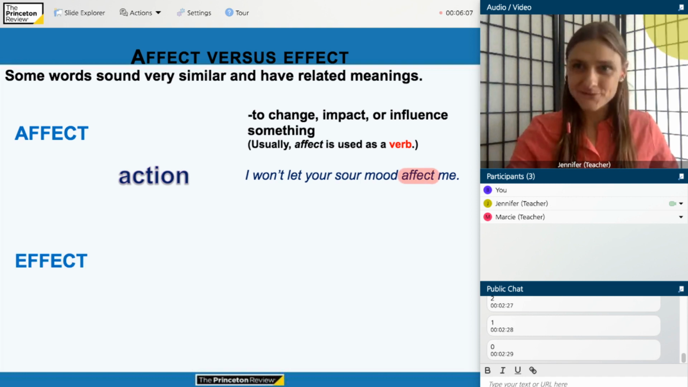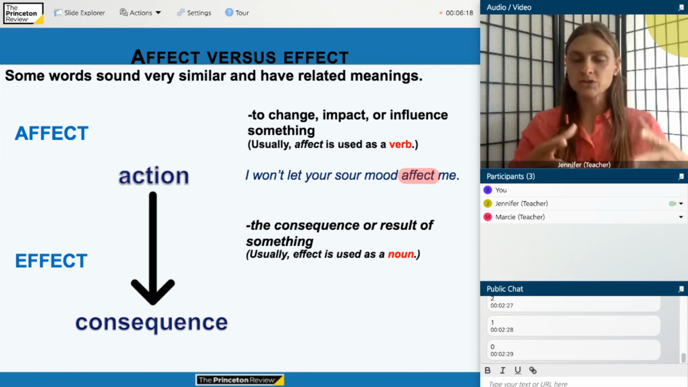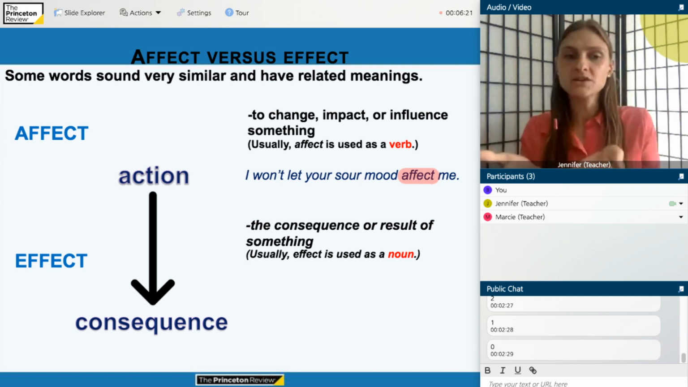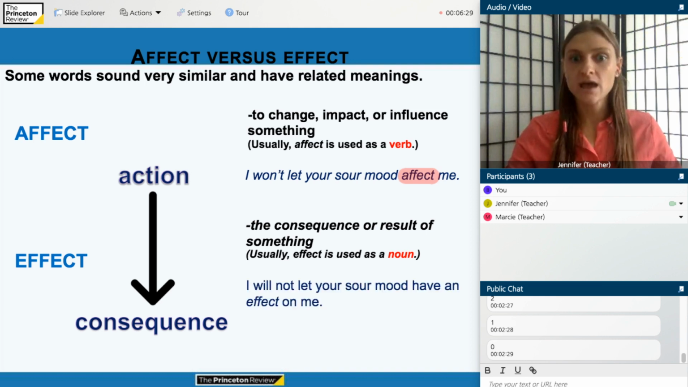So now let's look at effect. And this is usually used as a noun. The effect is the consequence or the result of something. So that's one reason why these two words are also confused, because they're related. One is an action, and then the other is what happens because of that action. So we can look at that first sentence rewritten: I will not let your sour mood have an effect on me. So if you notice in the second example, the effect is now a consequence. It's not an action. But I can use those same words in very similar sentences to convey very similar things. So it's pretty tricky.